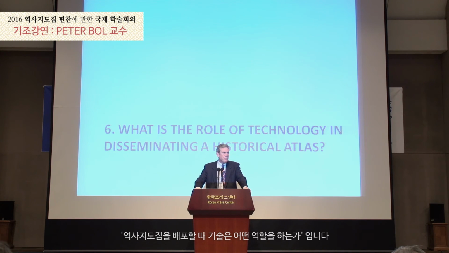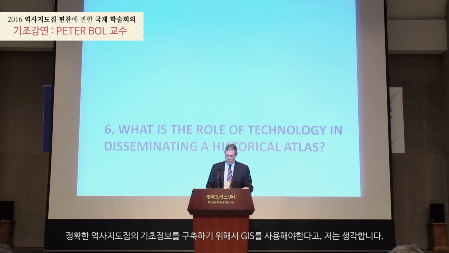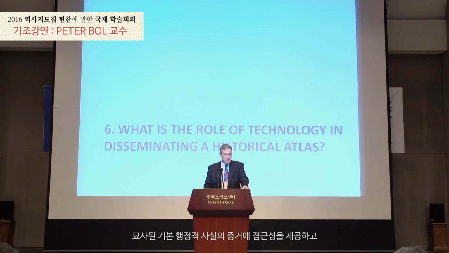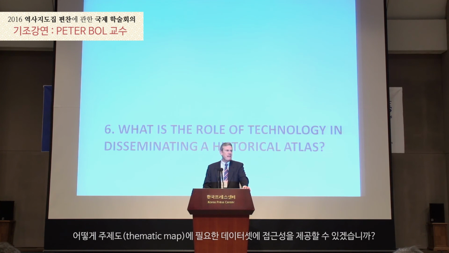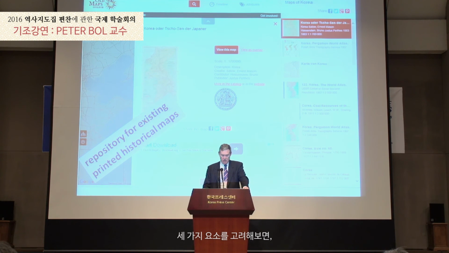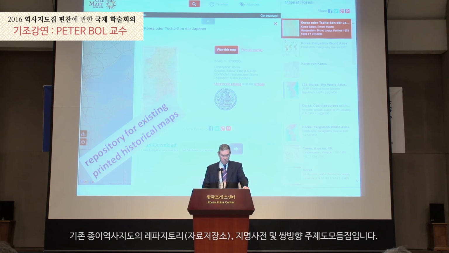My last point. What is the role of technology in disseminating an historical atlas? Using GIS to create the basis for a historical atlas is, I think, necessary. But how do we create an interactive user experience with analytic potential? Make accessible the evidence for the basic administrative facts being depicted, and make accessible the data sets for thematic maps. If a printed historical atlas cannot do this, how can we accomplish these goals online? Let us consider 3 elements: a repository for existing printed historical maps, a gazetteer dataset archive, and an interactive thematic map collection.